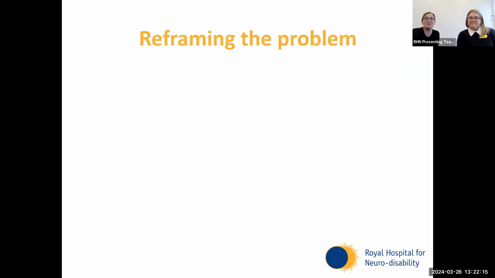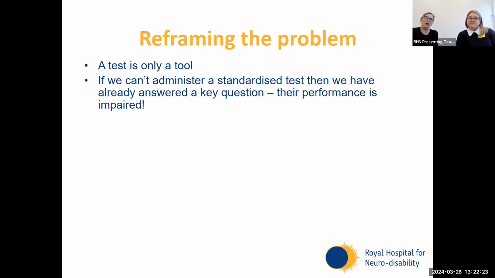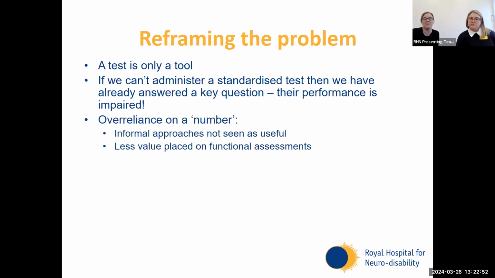But what I want to do is reframe the problem. So all of those tests are only tools, okay? None of them are definitive in themselves. And if we can't administer a standardized test because of those basic abilities being impaired, we've actually already answered a key question. The patient's performance is impaired, right? It's not that they are untestable in entirety, it's that we already know that the level of impairment that we're seeing for them is such that, for a given test, it might be that the cutoff score is, say, the second percentile. Well, if we can't do the test with the patient, we know they're scoring below that, right? So we've actually got information.